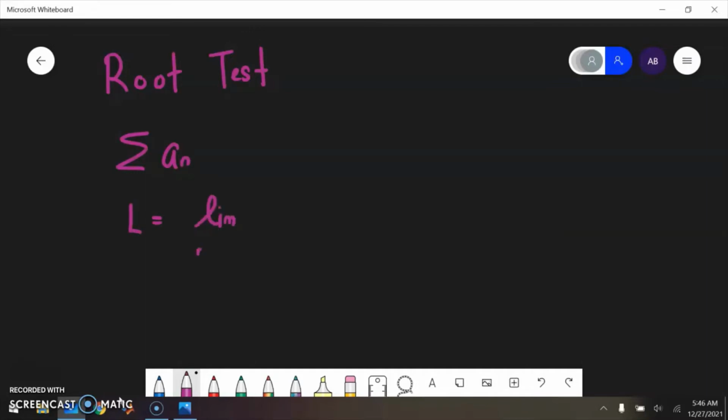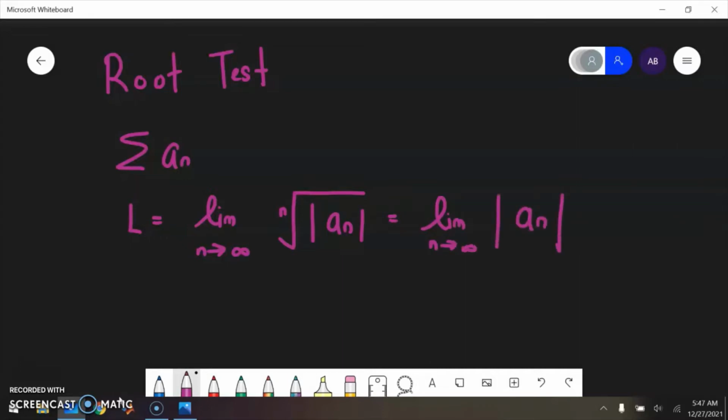Hi everyone. So next we're going to look at the root test. This is another test that you can use to determine whether a series is convergent or divergent. The definition of the root test is, given a series a_n, L equals the limit as n approaches infinity of the nth root of the absolute value of a_n, which equals the limit as n approaches infinity of |a_n| to the power of 1 over n.